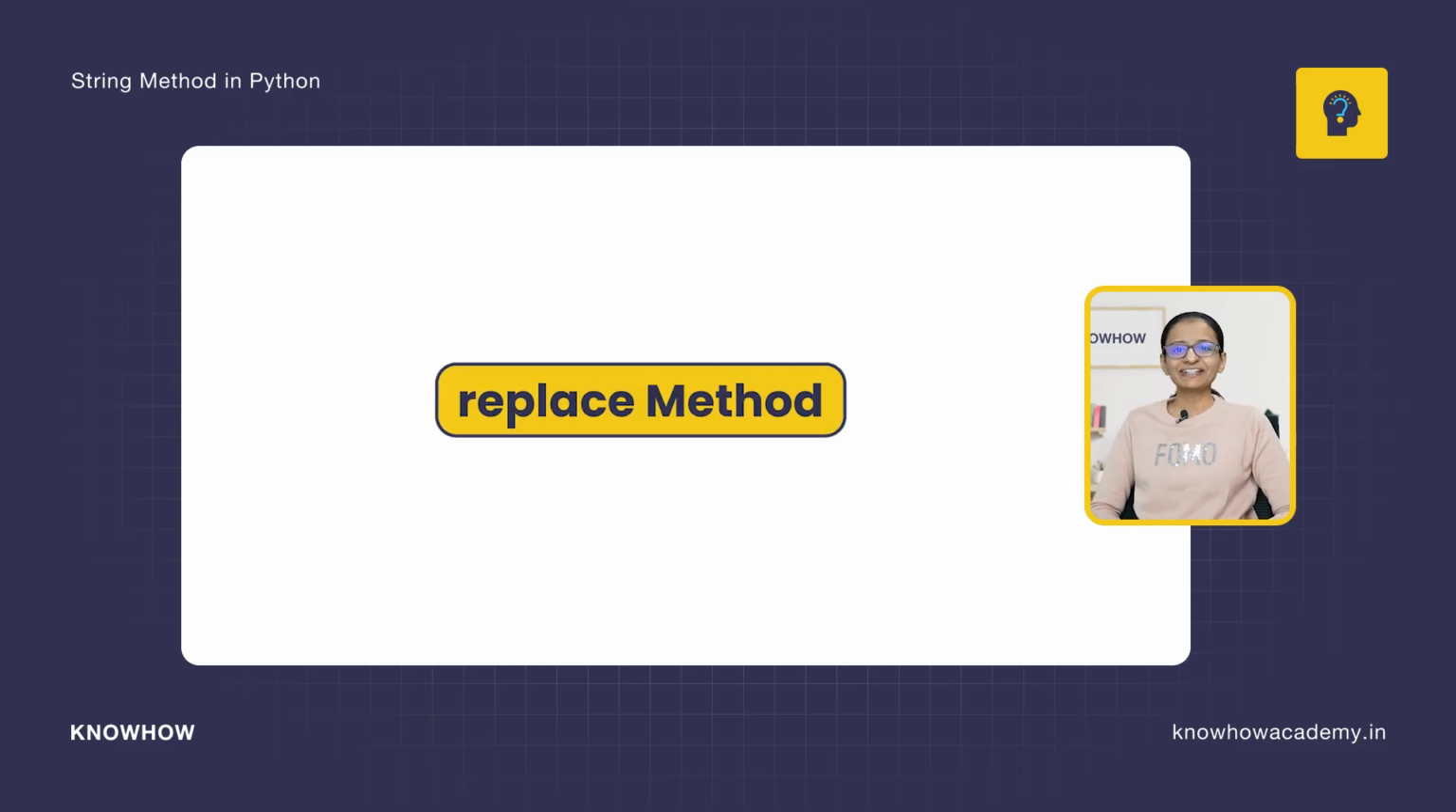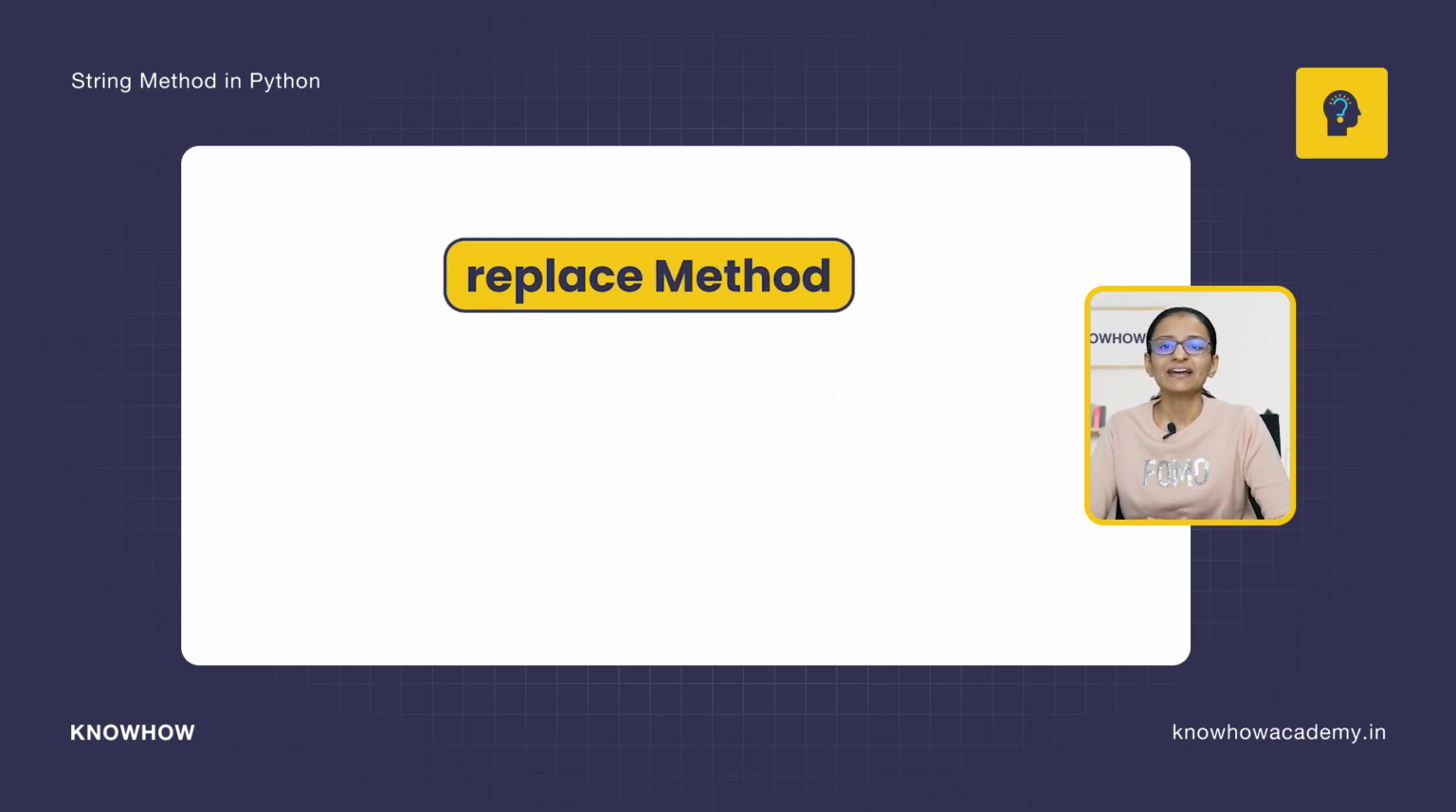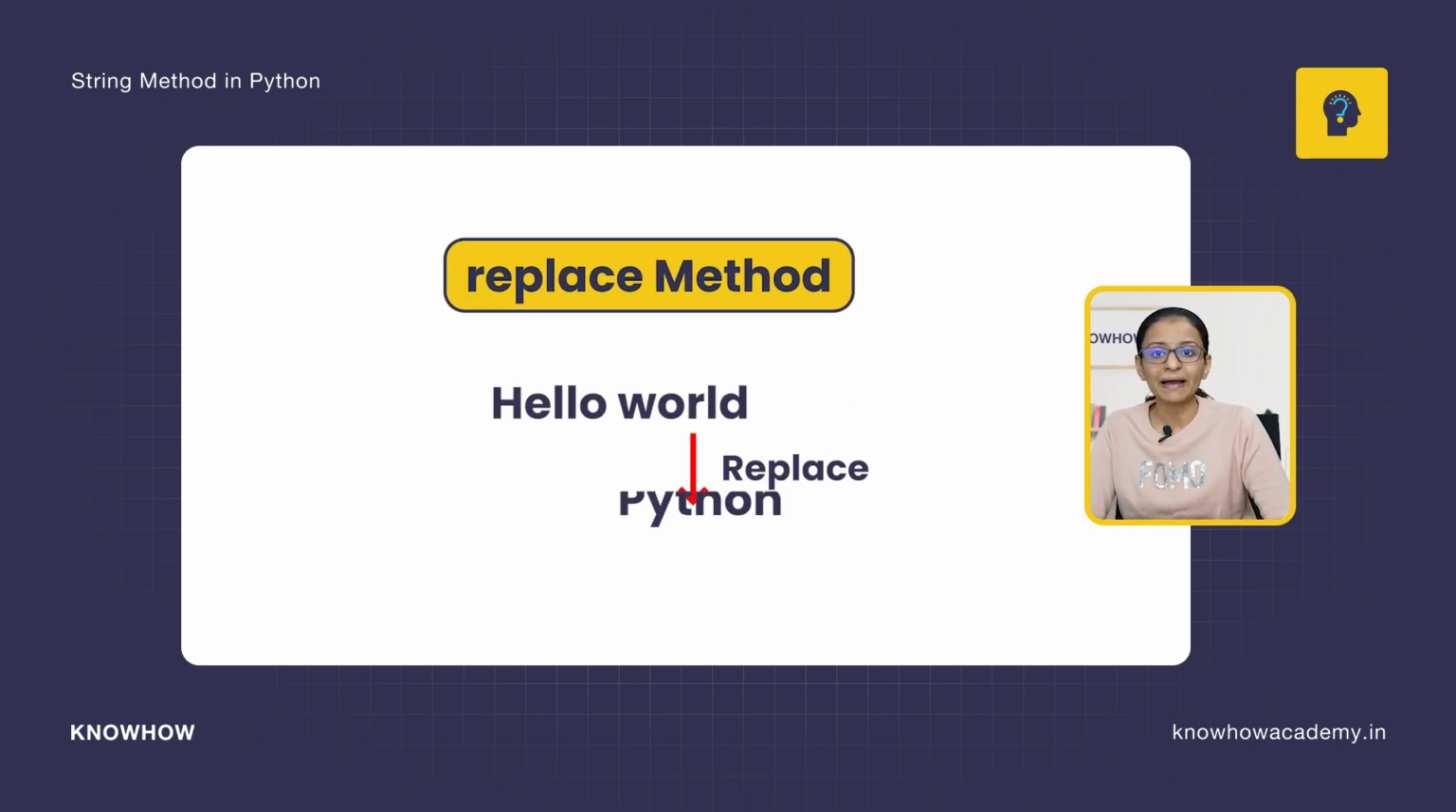The next string method I am going to explain is the replace method. So basically, what is the replace method? The replace method will replace a portion of a string with the provided string. Let's say "hello world", and I want to replace "world" with "Python". You need to provide what you want to replace and what new thing you want to replace the old thing with. This way you can use replace.